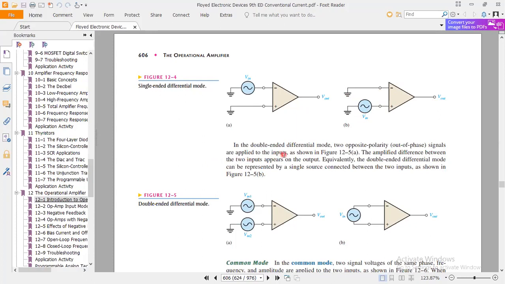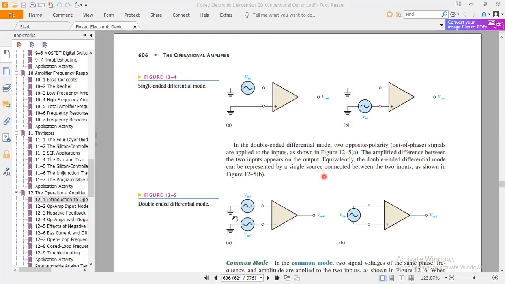Then in the double-ended differential mode, before that we discussed the single-ended mode of an op-amp, that is this one and the B category of this one. In the double-ended differential mode, two opposite polarity signals that are out of phase are applied, and the signal applied to the op-amp should be an AC signal provided at the input side of the op-amp. Then the signals are applied to the inputs as shown in figure 12-5a.